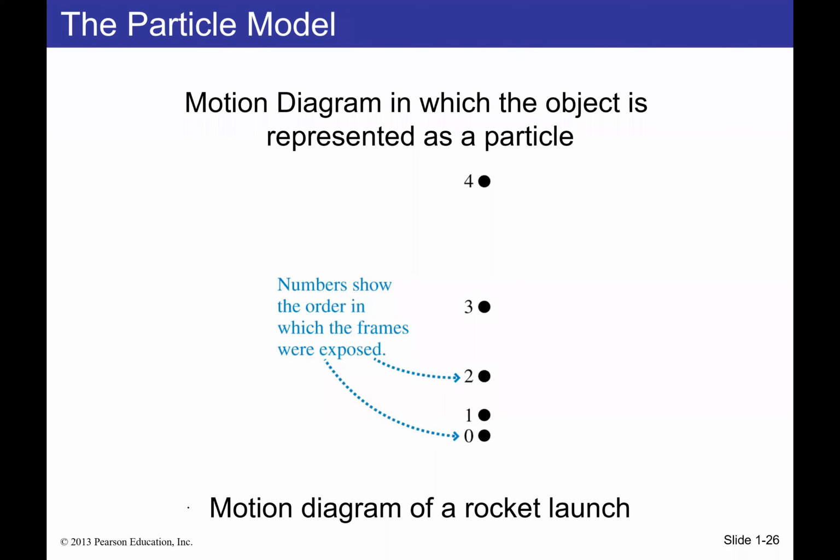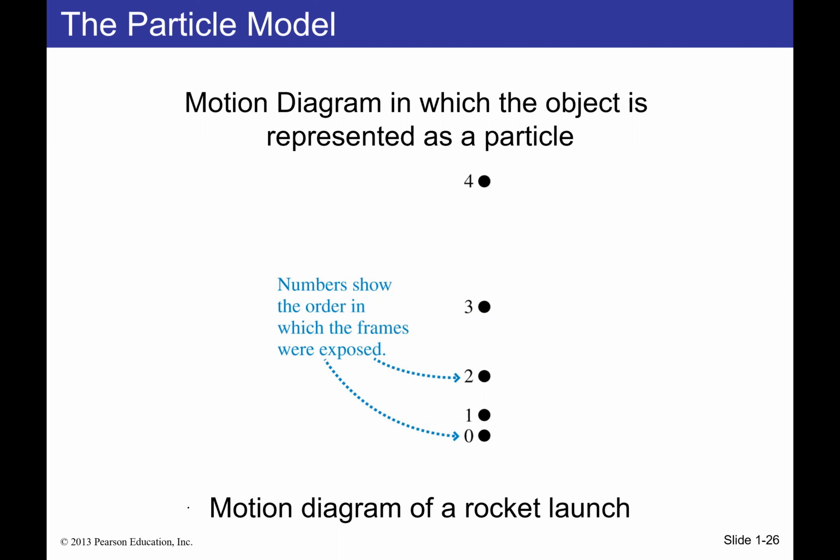All right, so a motion diagram can be simplified by using a particle instead of an object. Obviously, we started with a person running, and we used that person as in the picture, or a car. But imagine on an exam, it's so difficult to draw all those cars and pictures of the person. It's much simpler to just represent a dot, a point. So what we have here is, you can see, the numbers show the order in which the frames were exposed. That basically means the time: 0, 1, 2, 3, 4.